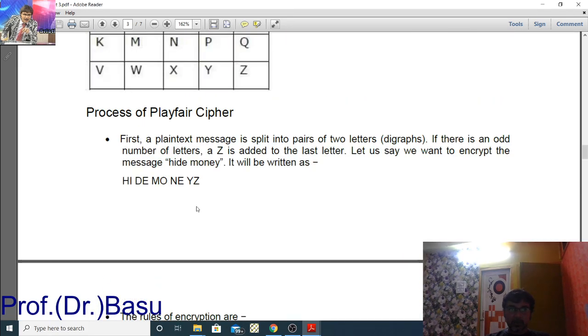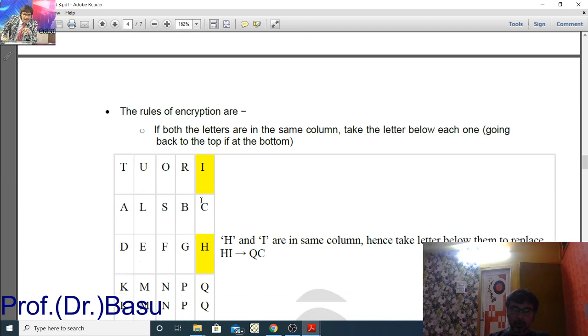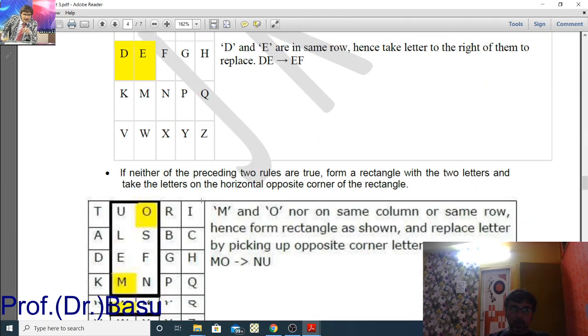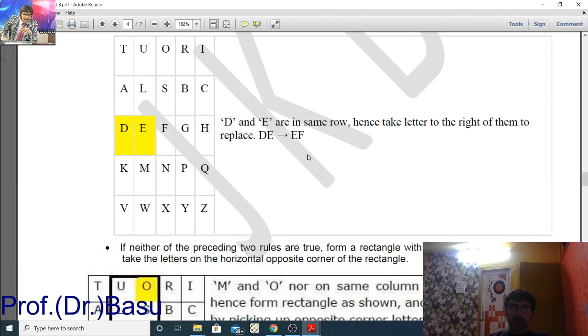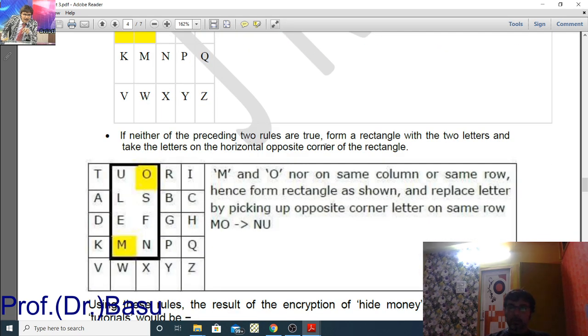Now for this MO, let's see how we get the pattern for MO. This rule will be applied if neither of the preceding two rules are true. Meaning if the characters are not placed in the same row and not in the same column, then the third rule will be applied. Here we will form a rectangle, an inner rectangle within the matrix, so definitely a sub-rectangle may be formed.